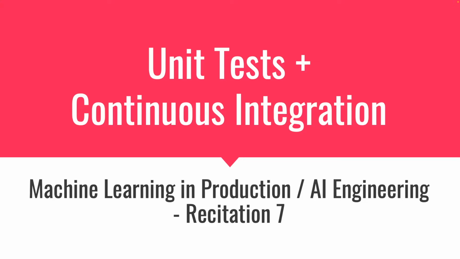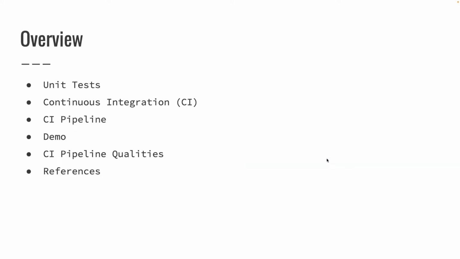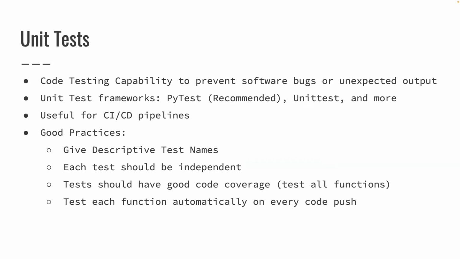Continuous integration is also known as CI, and it's often called CI/CD together. We'll talk about how it's helpful to push your code and maintain its good quality. So, this is the overview for today. We talk about CI, we talk about the CI pipeline. There'll be a good demo following.